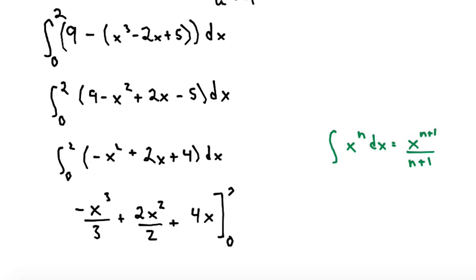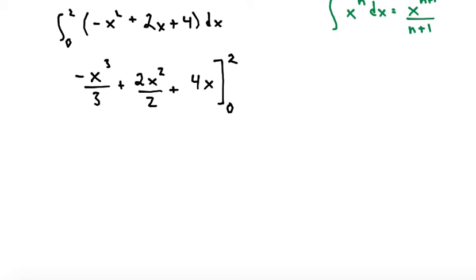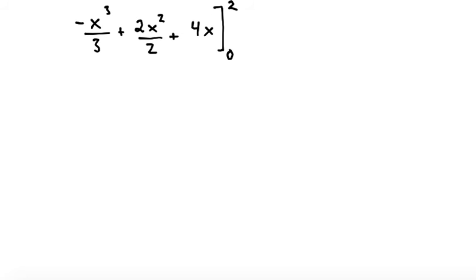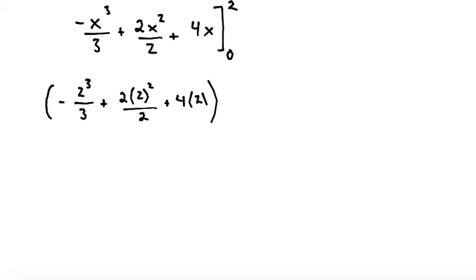To evaluate, we plug in the top number first, and then subtract out the bottom number. So this would be negative 2 cubed over 3 plus 2 times 2 squared over 2 plus 4 times 2. And then subtract out plugging in 0, but that will just be, like every term has an x, so it would be 0 and 0 and 0.